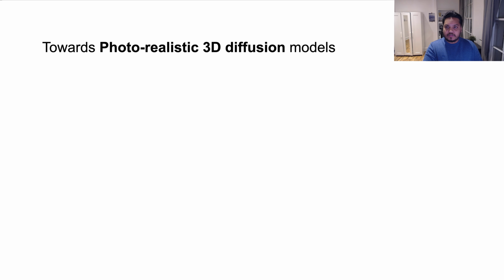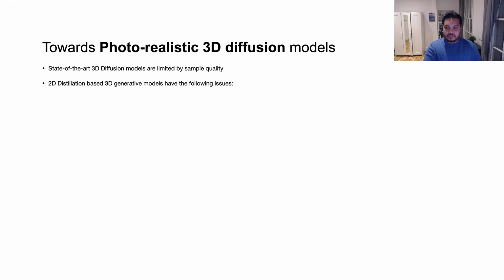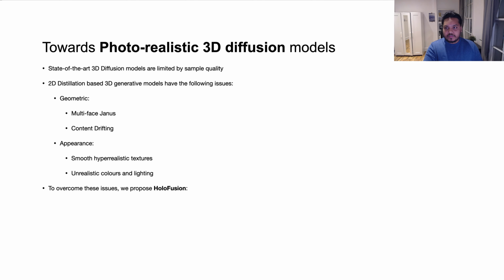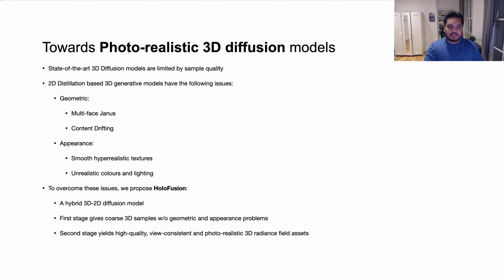Currently, the state-of-the-art 3D diffusion models are limited by sample quality. And while the 2D to 3D distillation-based methods have shown very good results, they still suffer from geometric and appearance-based issues. To overcome these issues, we propose HoloFusion, which combines the best of both 3D and 2D diffusion approaches. The first stage of our method gives coarse 3D samples, while the second stage distills high-quality 3D view-consistent radiance field assets.